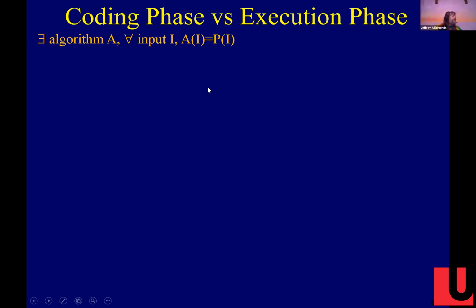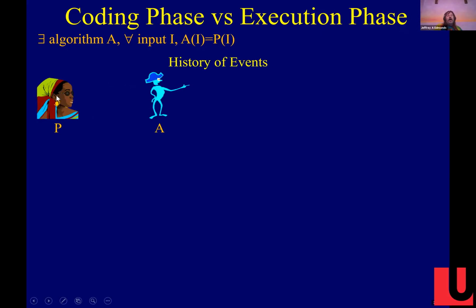We're going to continue on the material for 2001 from the perspective of logic. One of the things that I talked about in the logic course was this idea of a coding phase versus the execution phase. If you look at the history of events here, first the computational problem comes up, maybe sorting. Then an algorithm arrives for sorting, right? This is the problem, sorting.